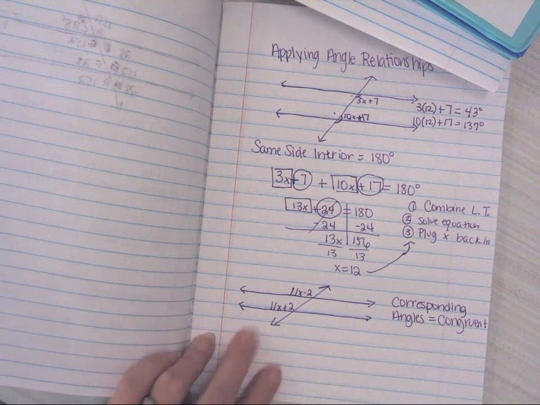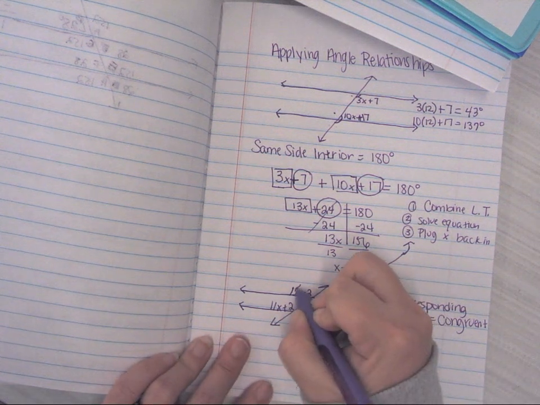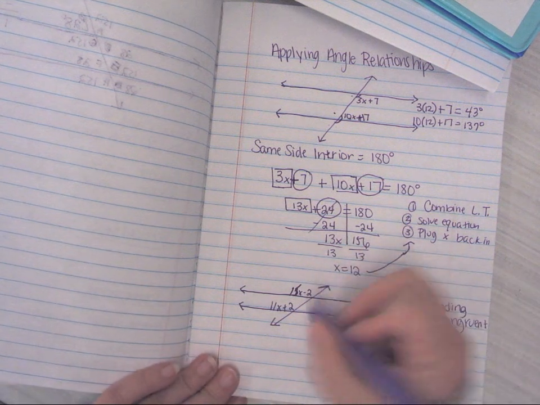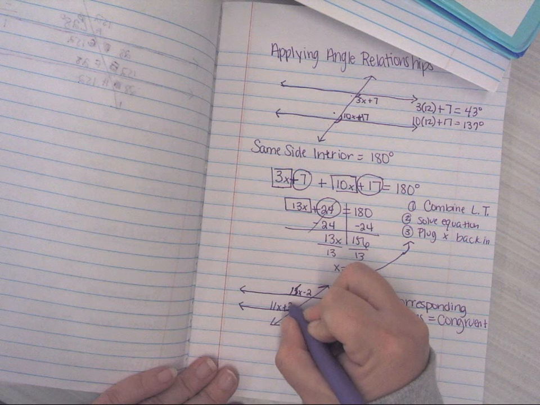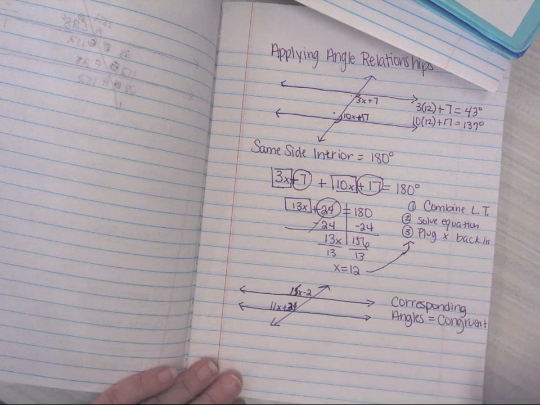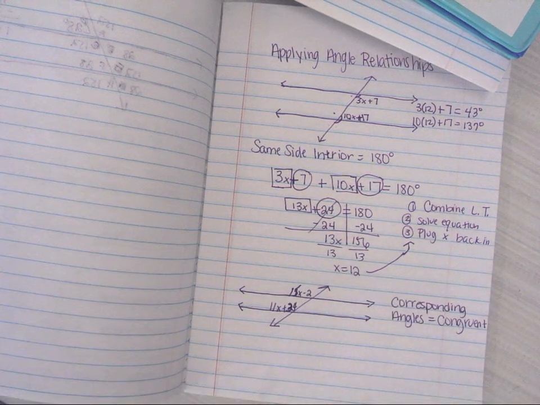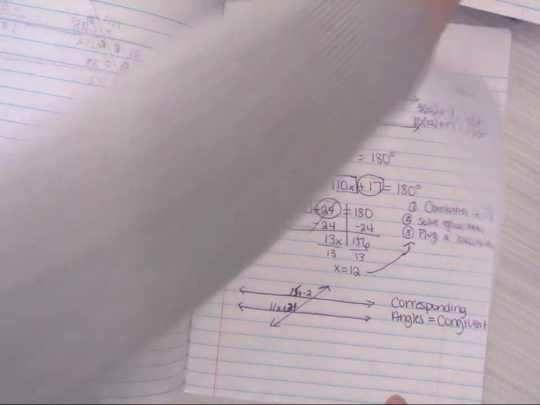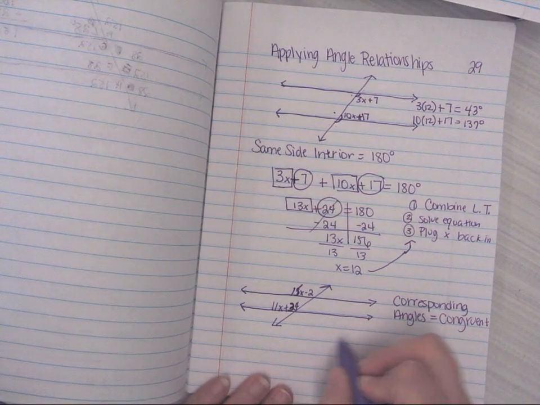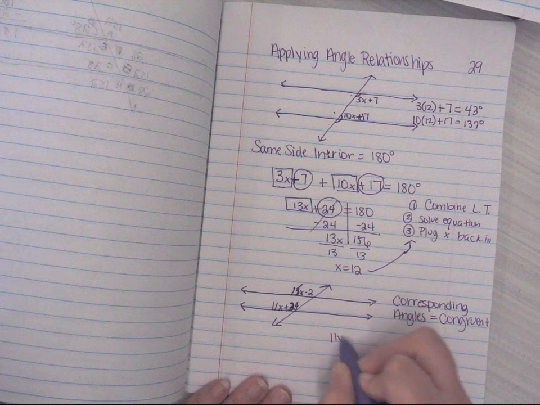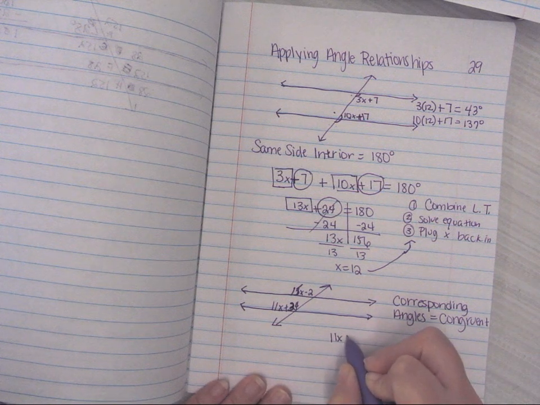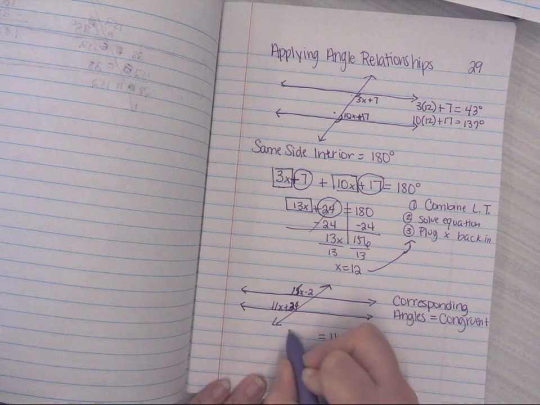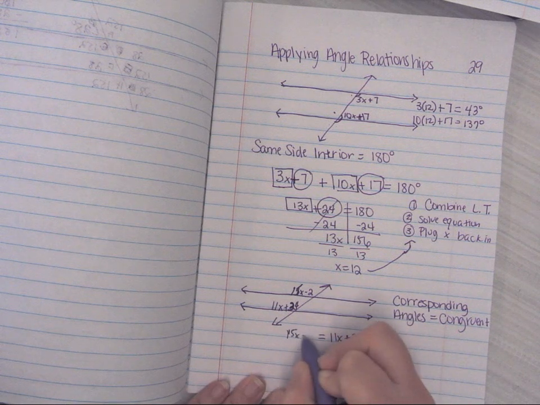Oh, I wrote the same one. This is supposed to be 15x minus 2, and this is 11x plus 34. Okay, so they're equal to each other. And when they equal each other, we have to set them equal to each other. So I have 11x plus 34, and that's equal to 15x minus 2.